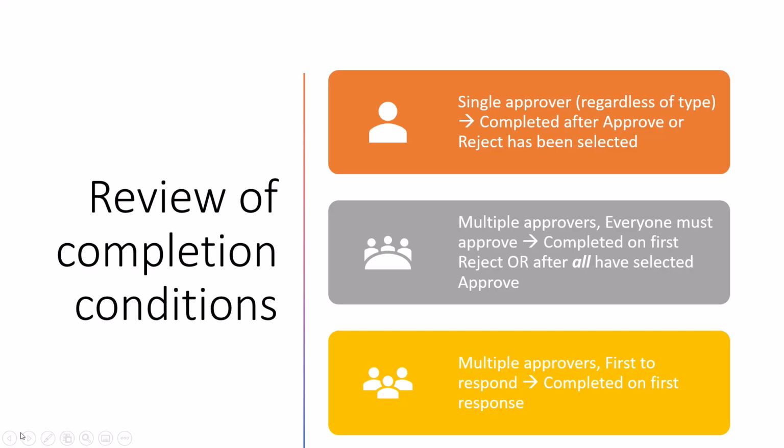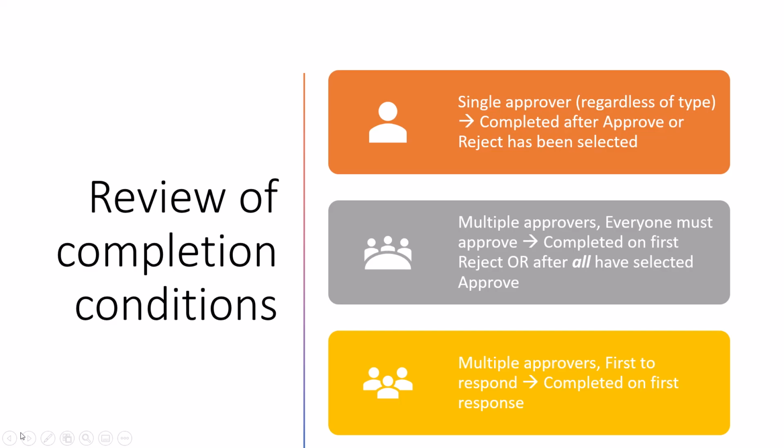So you have this single approval scenario, regardless of whether you select everyone must approve or first to respond. If that approval is assigned to a single person, then it's going to complete once that person has made a choice. If they approve it, then it's approved. If they reject it, it's rejected. End of story. Can't be reopened. That's it. Now, when you have multiple approvers, the approval type that you select has some bearing. So it is important to understand the difference.